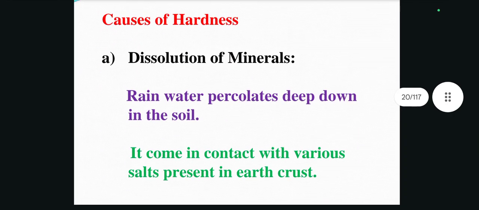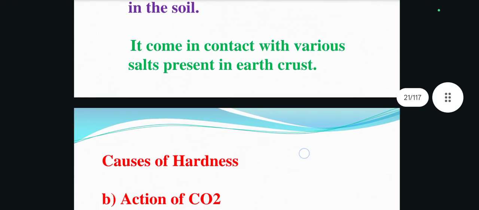So how do minerals get dissolved in water? Dear students, rainwater starts its journey from the cloud. At that time that water is 100% pure without any hardness. But when that rainwater falls on the ground, on the surface, it percolates deep down in the soil. So it enters the soil, and as you know very well, various salts are present in the soil. So those salts come in contact with the water, and those salts get dissolved in it, and those dissolved minerals are responsible to make water hard.